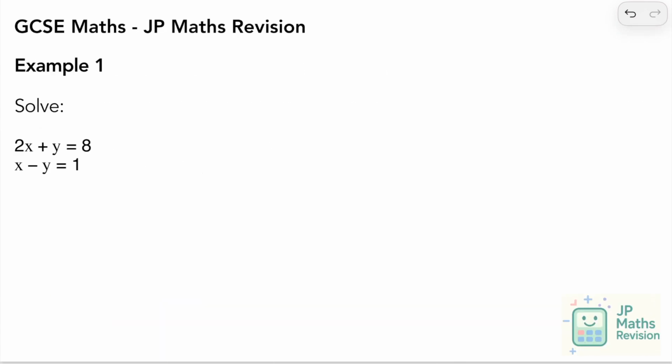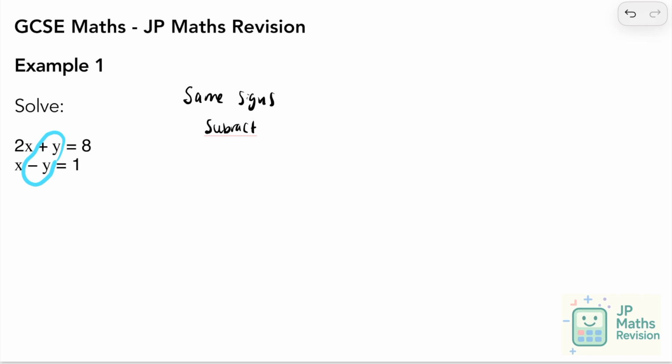So here's an example. We need to solve 2x plus y equals 8 and x minus y equals 1. The first thing we need to do when solving simultaneous equations is identify a term that is the same in both equations. In this case, we have a plus y in the top one and a minus y in the bottom one. Because they're both y, they're the same. Now we use the rule same signs subtract. What this basically means is if they're the same signs, we subtract, otherwise we add.